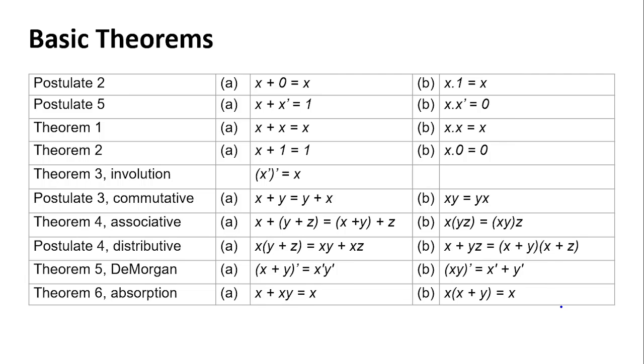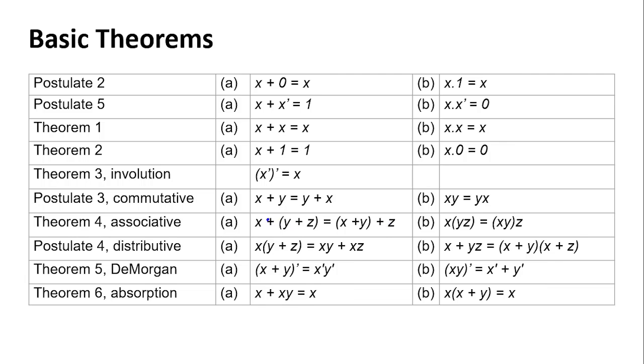Okay. So let's look at the next postulate, and the next postulate is the commutative. So x plus y is the same as y plus x. What is the dual of it? Replace plus with the dot. So what you get? x dot y is equal to y dot x. Let's look at the associative here. So x plus inside the parenthesis y plus z is equal to x plus y inside the parenthesis plus z.